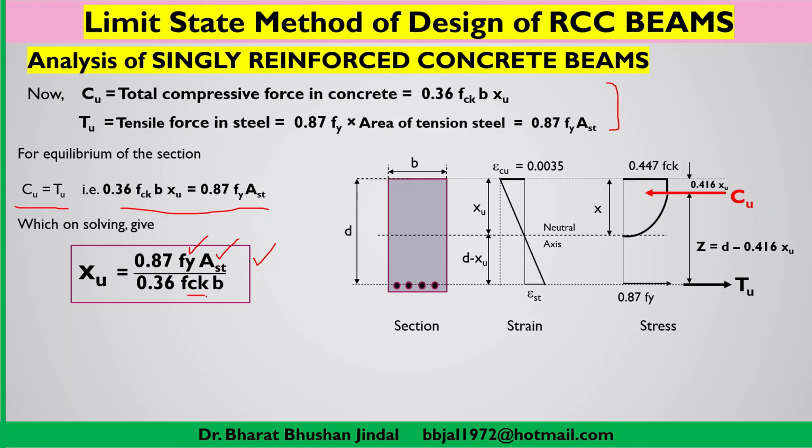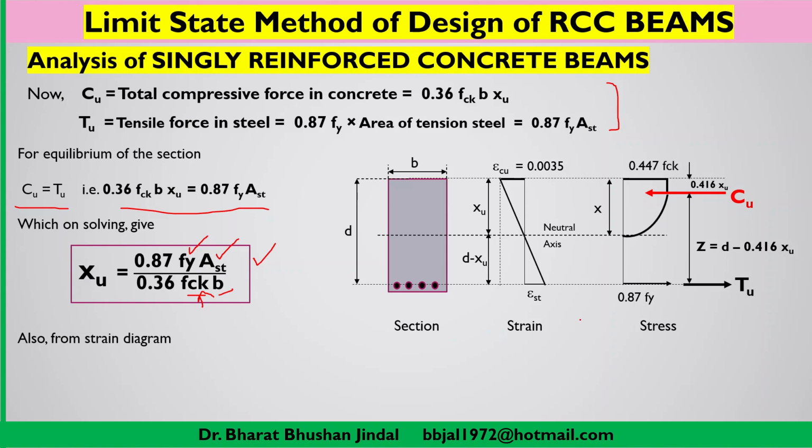And fck is the characteristic compressive strength of concrete. So if you have the information on the grade of concrete which we have taken in casting this particular beam section, we can get fck from here, and b is the width of the section under consideration. So from all these values we can find out the depth of neutral axis.